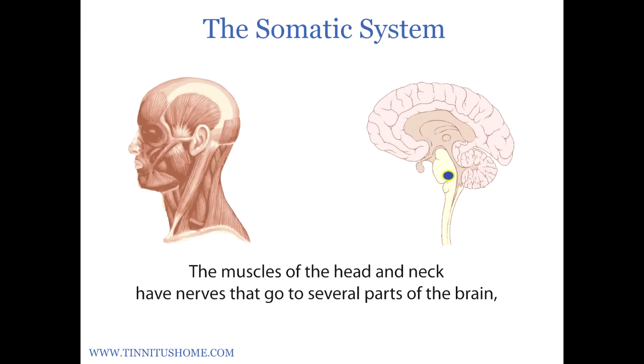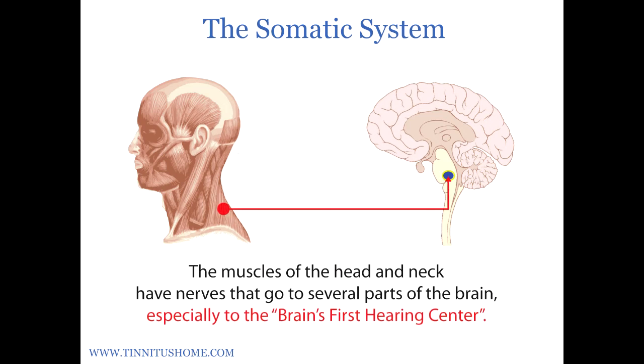Surprisingly, there is a second part of our hearing system which is little known but is essential for our ability to tell where sounds are coming from. This second part of the hearing system originates from the muscles, tendons, and joints of our head and neck. Like the inner ear, the muscles, tendons, and joints of our head and neck stimulate nerves, which then go to the brain. Some of these nerves also stimulate the first hearing center of the brain.